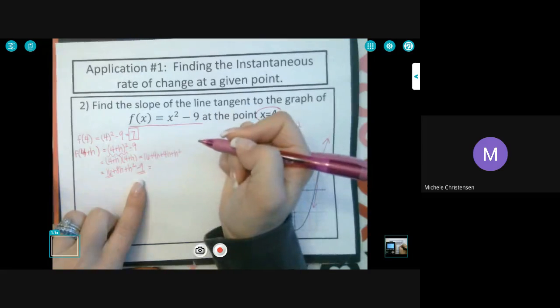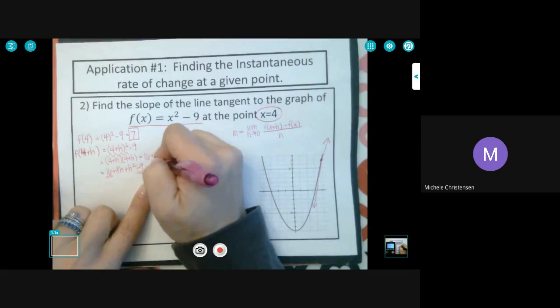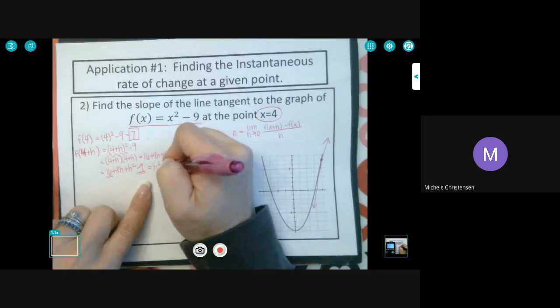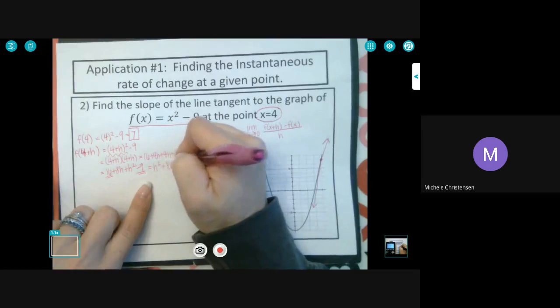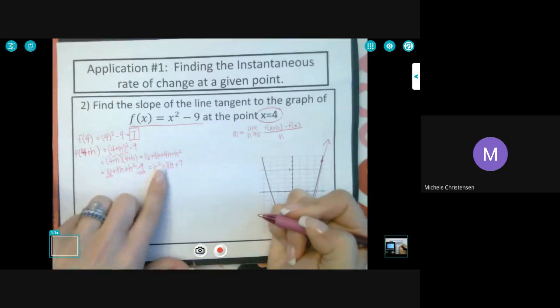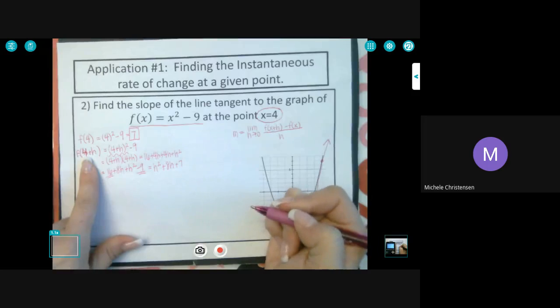Okay, so we have, and I'm just going to rearrange it into standard form. Okay. So this is my final answer for this component of f of 4 plus h.